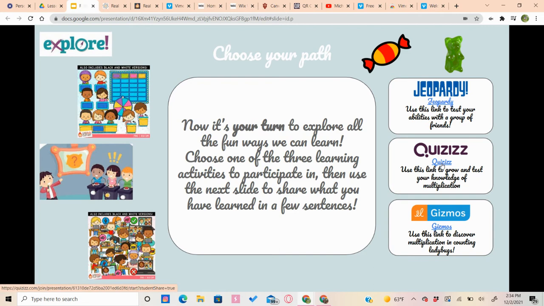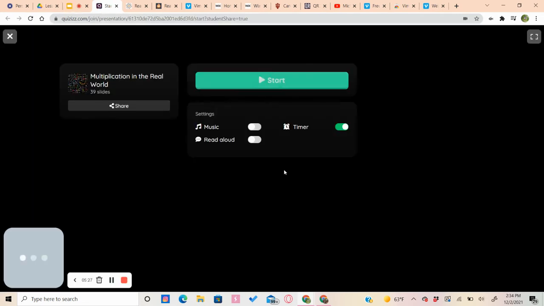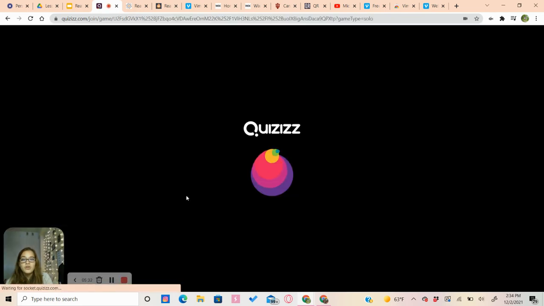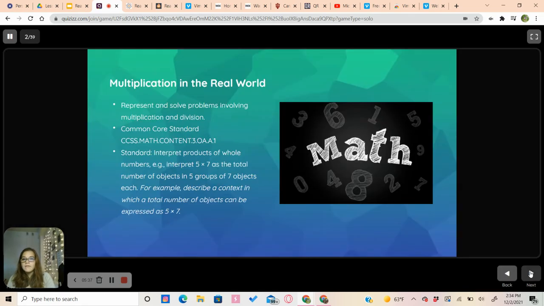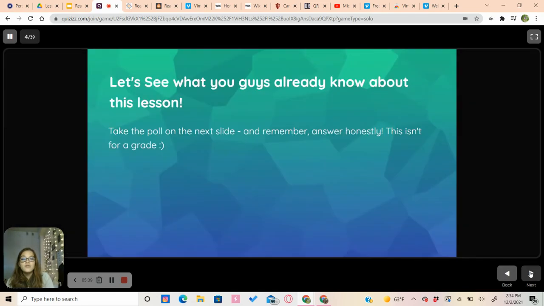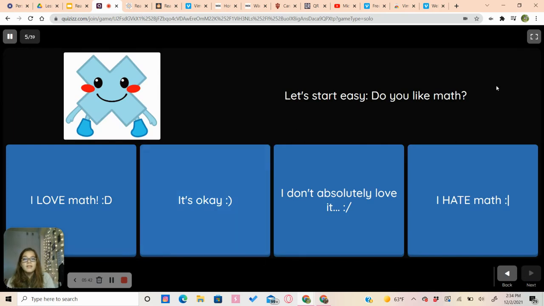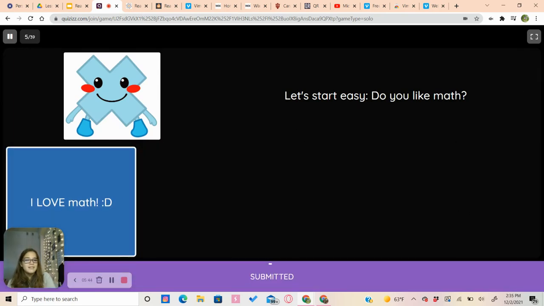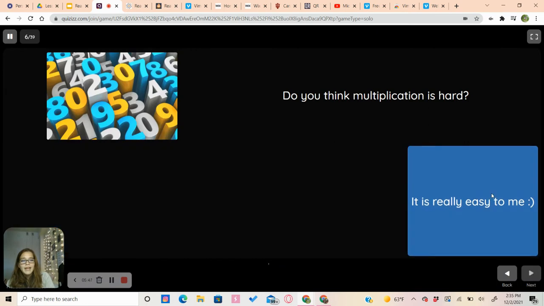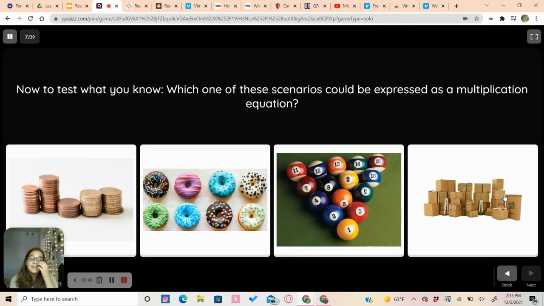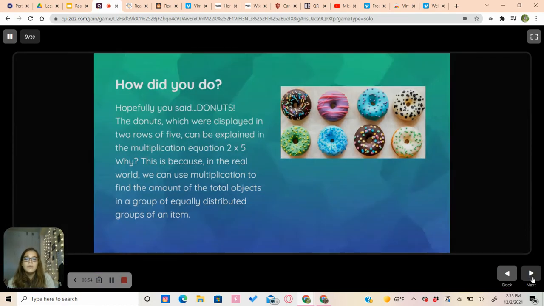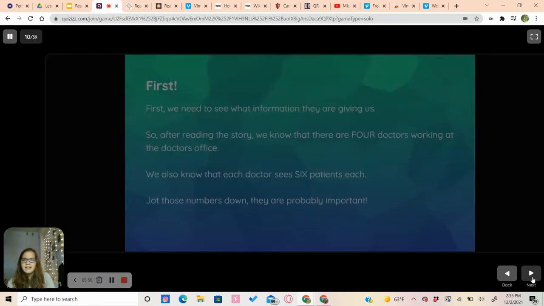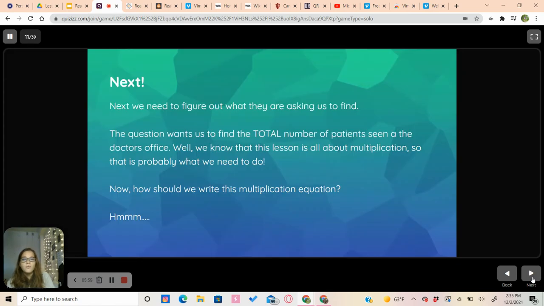So, next is the quizzes. And this is something that I have made for the students that they are able to kind of go through. And it's a lot like the Google Slides, but it's more interactive. It allows them to ask themselves questions like this one says, do you like math? Now that starts off a little bit easy, but it kind of just asks them how they're doing in the product and then also gives them opportunities to test themselves and see what they already know.